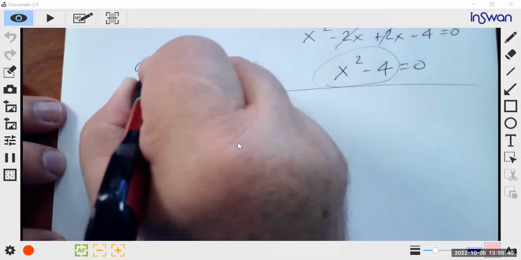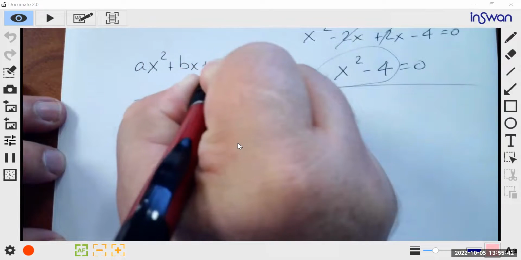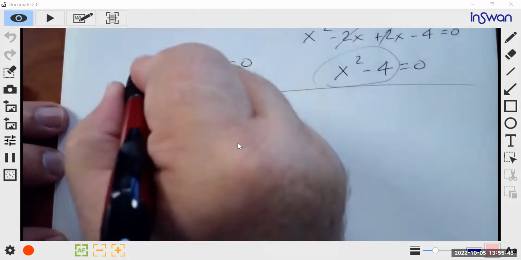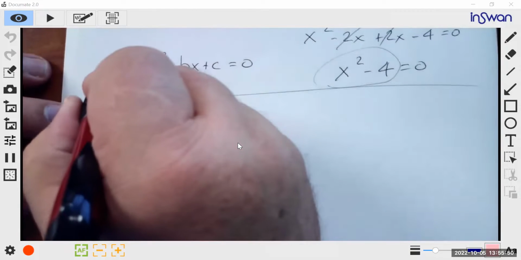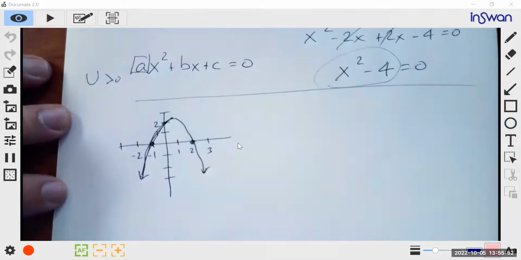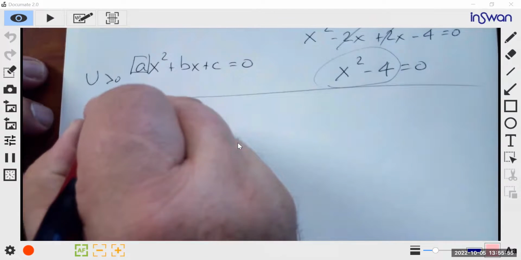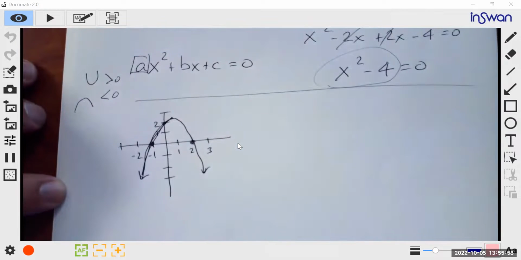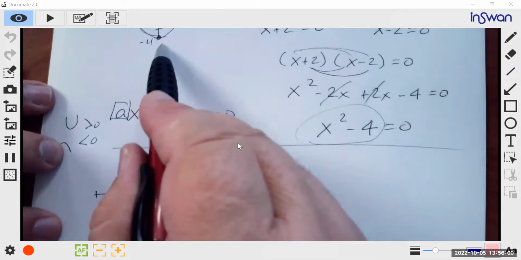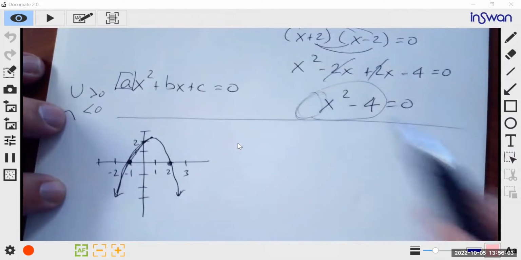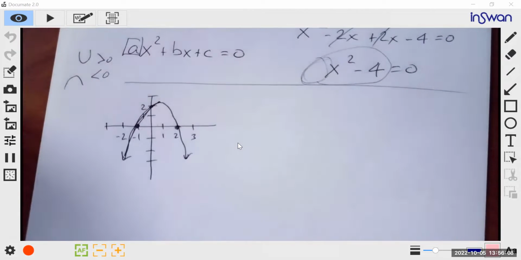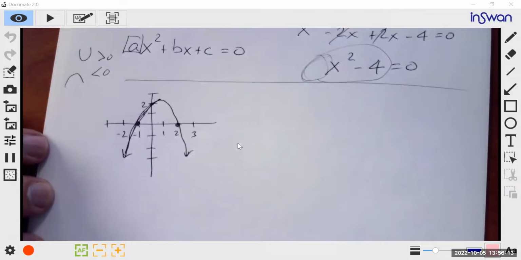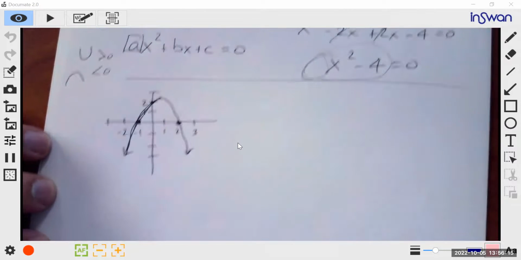Remember, a quadratic equation looks like this. A tells us the direction. If it's positive, it opens up. If it's negative, it opens down. So this one here, it has a positive coefficient. It opens up. This one is going to, after we finish doing the work, we have to change all the signs to make it negative. Because the leading term in this one has to be going down.